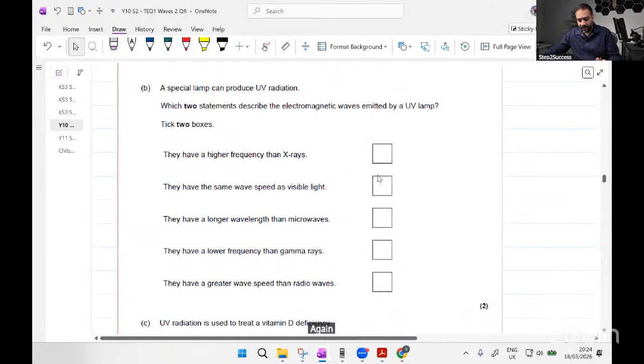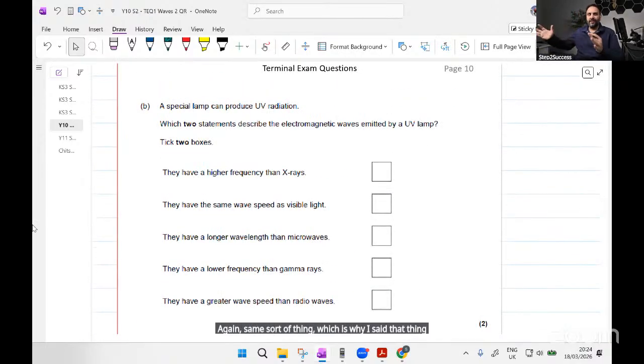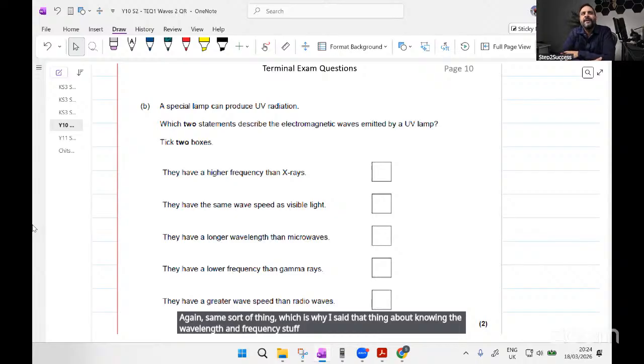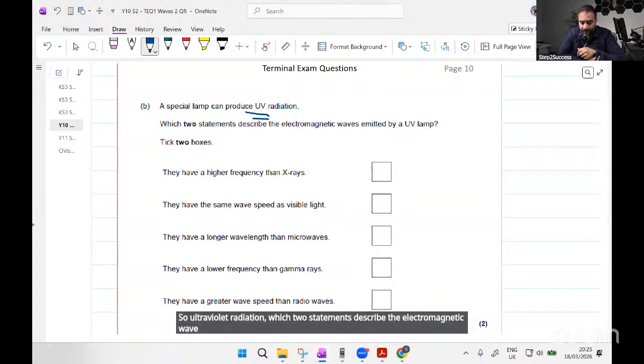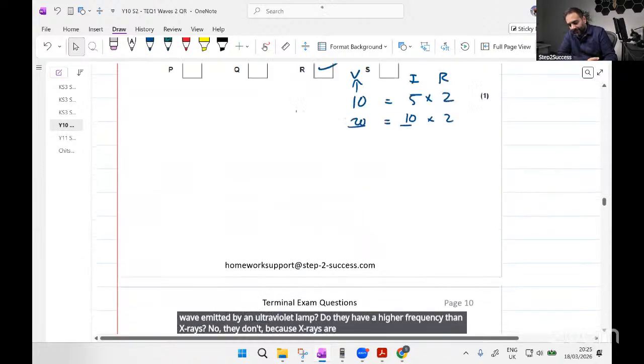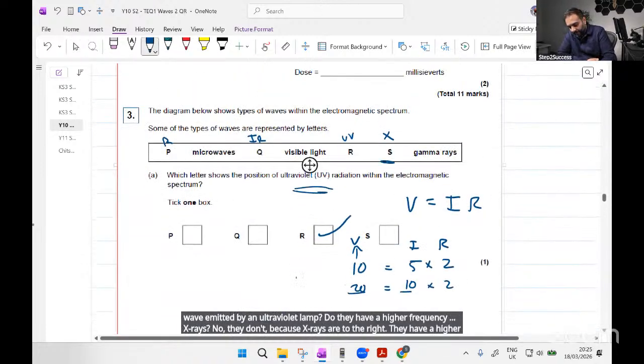Again, same sort of thing, which is why I said that thing about knowing the wavelength and frequency stuff about these. Ultraviolet radiation, which two statements describe the electromagnetic wave emitted by an ultraviolet lamp? Do they have a higher frequency than X-rays? No, they don't, because X-rays are to the right. They have a higher frequency over here.